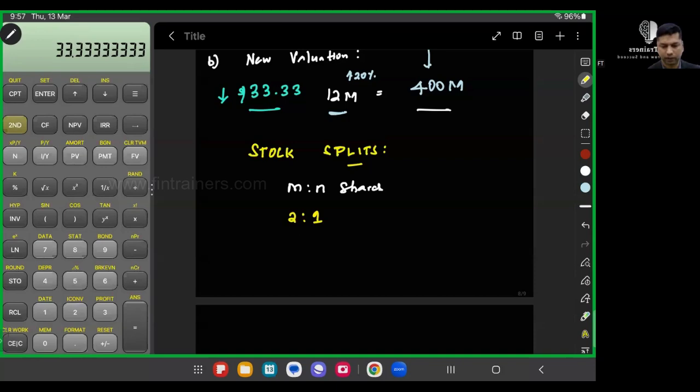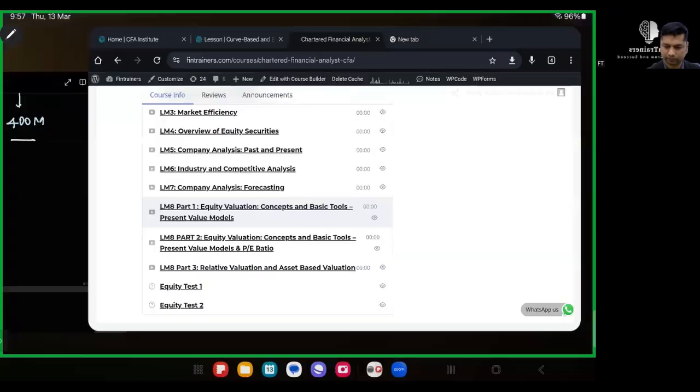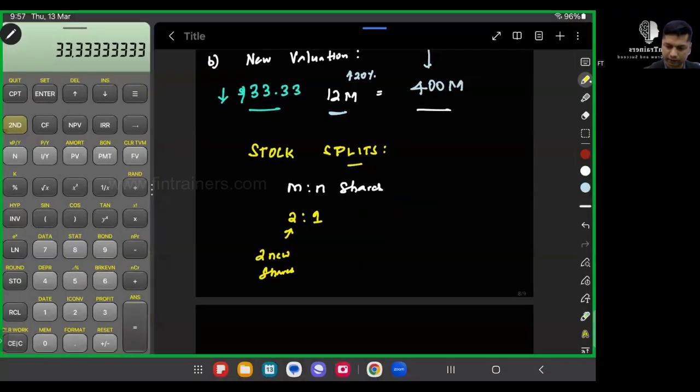So you're getting 2 new shares for one old share. You read this as 2 for 1: 2 new shares for 1 share. That's a stock split. So if everything else is equal, if there's a 2 for 1 stock split, what's going to happen to the share price? The share price will come down by half, it will become half of your prior price, because the value is the same. The value of the company doesn't change.